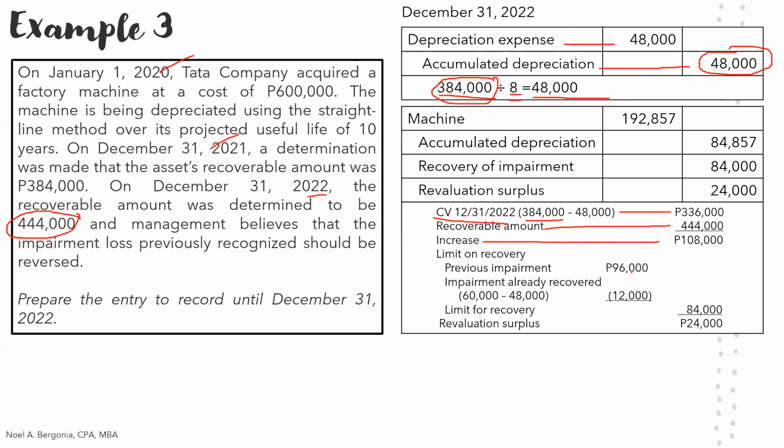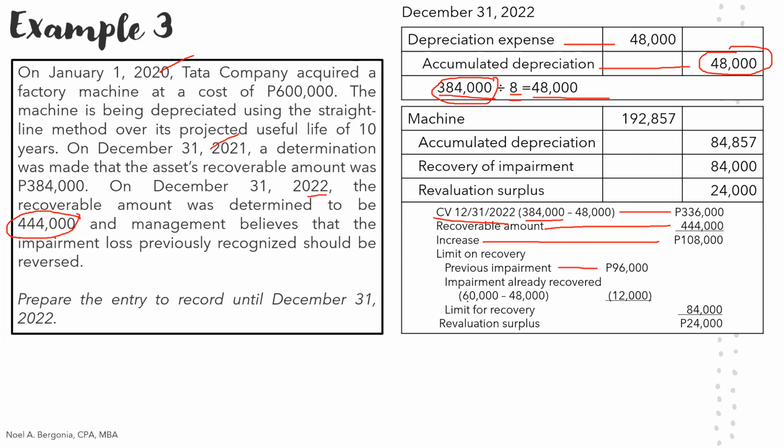Okay, now, as to that increase, the first thing that you need to know is that whenever you have previous impairment, reverse mo muna yung impairment na yon. Okay, or i-recover mo muna. Okay, so how does it work? Remember that in our previous impairment sa 2021, we have 96,000. Okay? So what you need to do is to determine magkano po ba yung na-recover. So, in terms of the impairment recovered already, because of lower depreciation, you need to compare. Magkano ba yung original depreciation nung wala pang any impairment or revaluation?